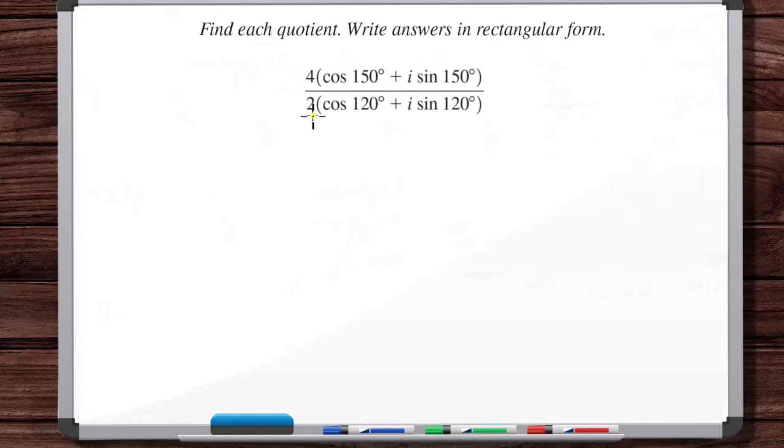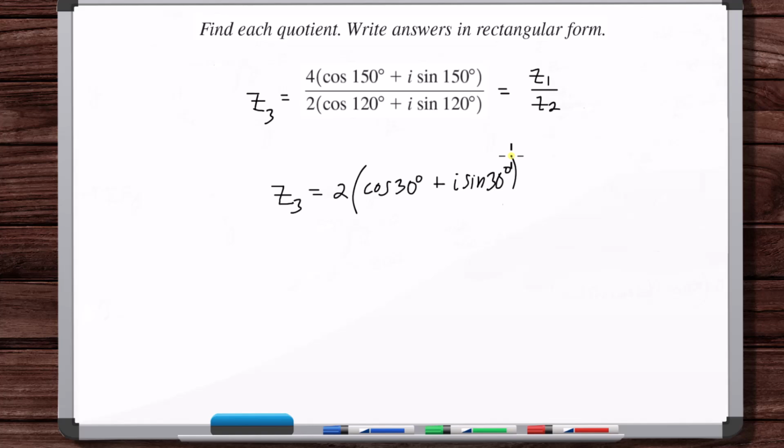Now, dividing two complex numbers with the complex numbers in polar form is just as simple. Here we're dividing this complex number z1 by this other complex number z2 to get z3. And the answer is going to be, 4 divided by 2 is 2, and then cosine of 150 minus 120, which is 30 degrees, plus i sine of 30 degrees, and that's it.